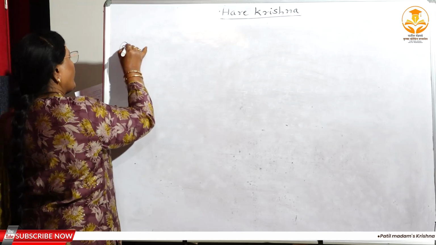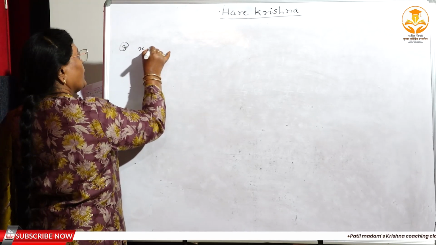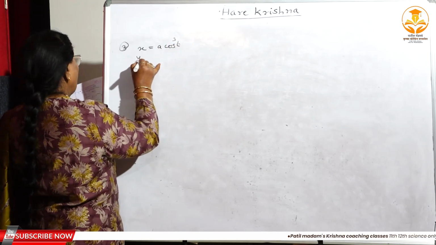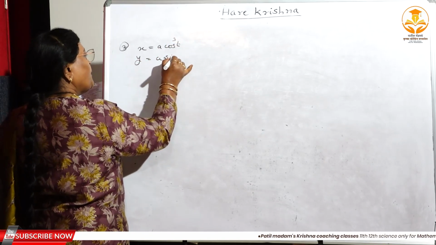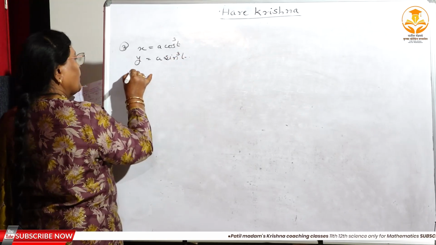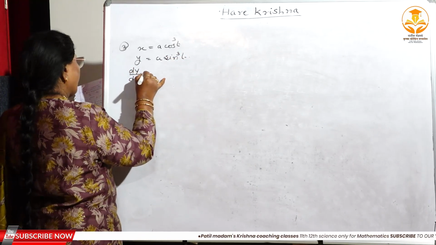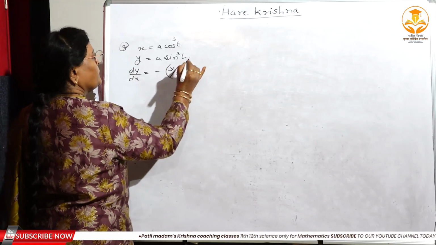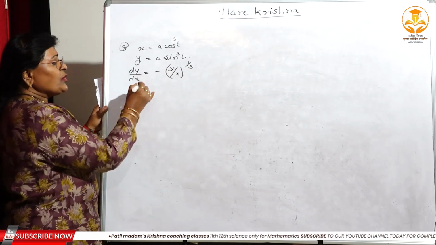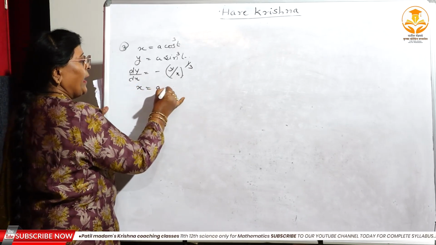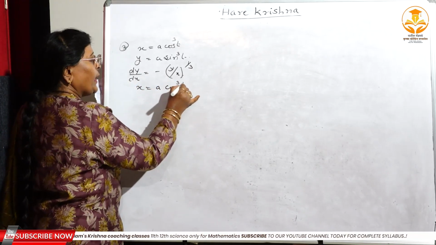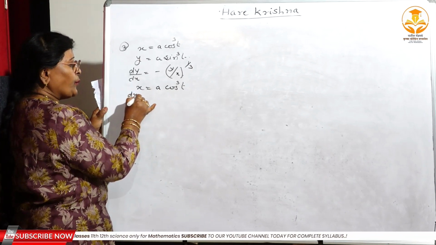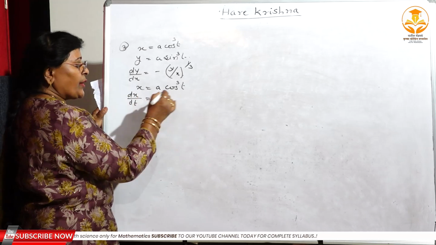So, let us take the third one. Third also very important. X is equal to a cos cube t, and y is equal to a sin cube t, and you have to prove dy by dx is equal to minus y by x whole raised to power 1/3. Now, as usual, you can differentiate a cos cube t with respect to t, isn't it? Directly you can differentiate with respect to t for dx by dt, because this is your regular method.